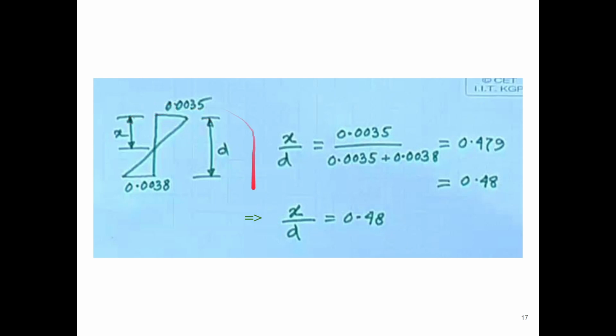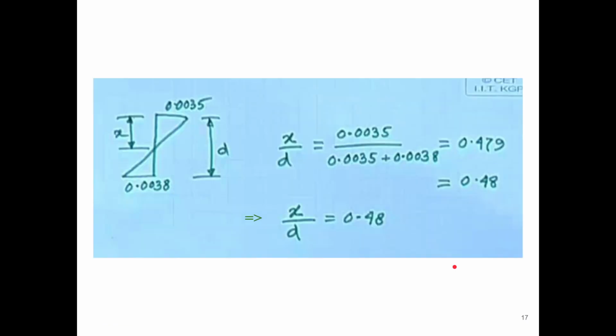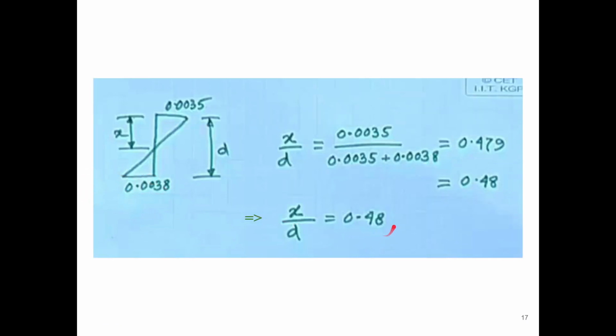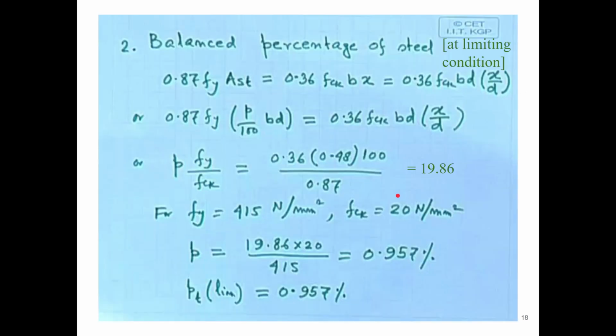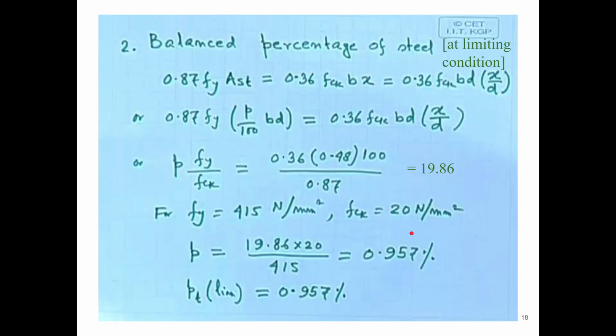So everything remains the same apart from this value, which is nothing but this equation 0.87 Fy by Es plus 0.002. So this value changes, and accordingly the x by d value also changes, and you will get 0.46, 0.48 and 0.53 for 500, 415 and 250 respectively. So we have calculated the x by d value, which is 0.48.